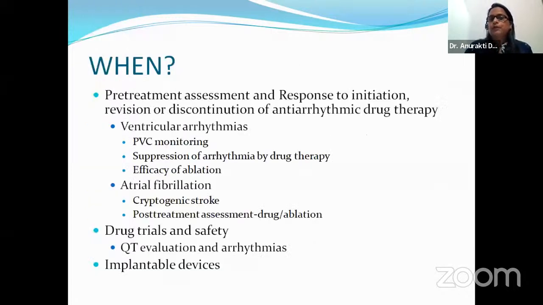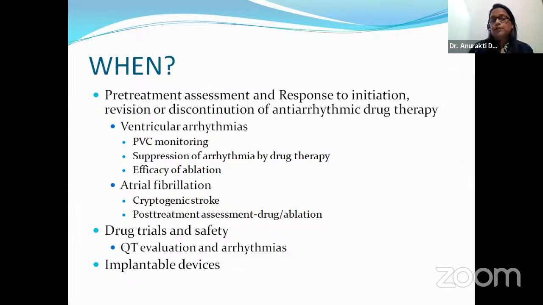Also in antiarrhythmic drug therapy as well as non-pharmacological therapy. So the pre-treatment assessment of any arrhythmia, especially ventricular arrhythmias and atrial fibrillation. Also response to initiation, revision, or discontinuation of drug therapy. For that, you might require Holter monitoring. And how it is required and how it is to be done, that we'll discuss when we go further.